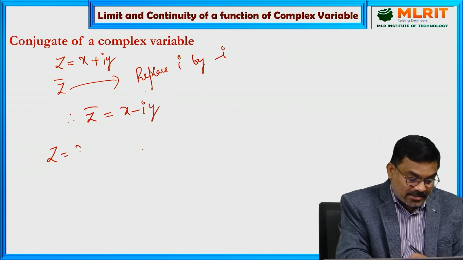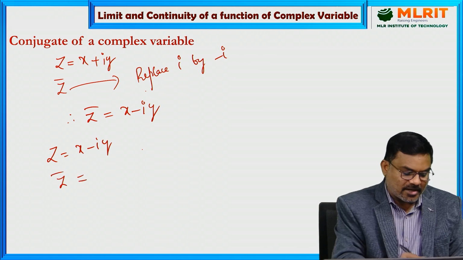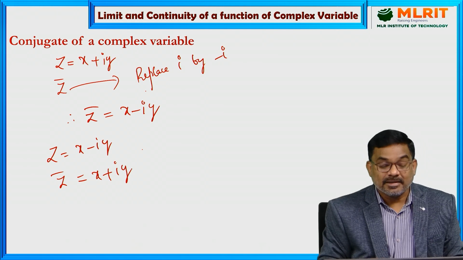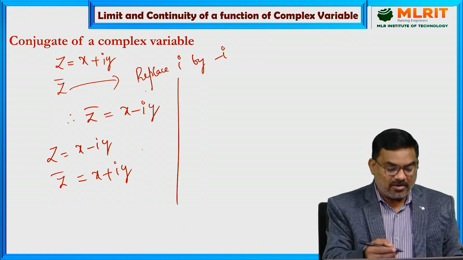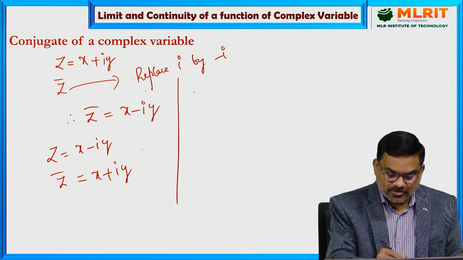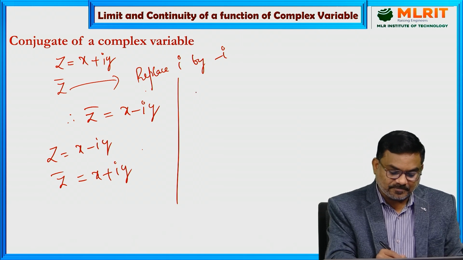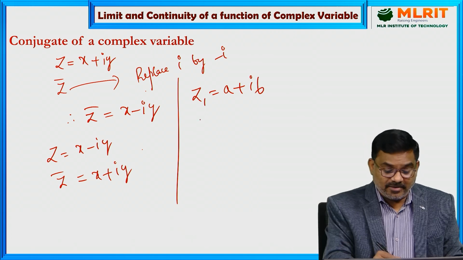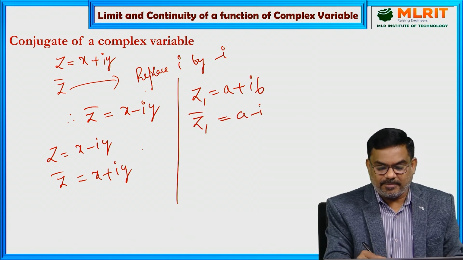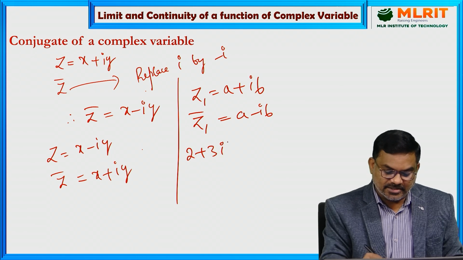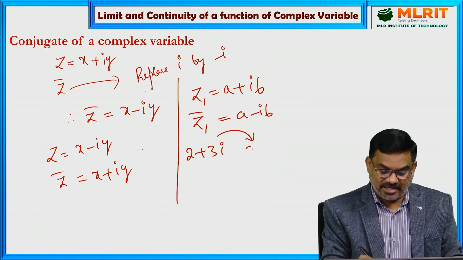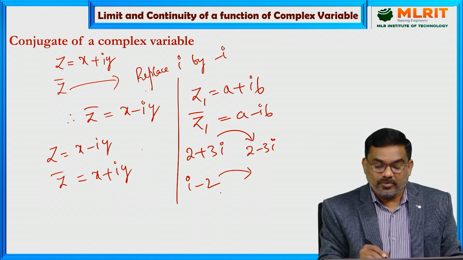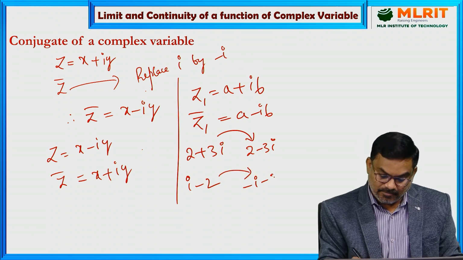Similarly, if z is x minus iy, what will be z bar? Replace i by minus i. So, here we get plus iy. Similarly, we can calculate the conjugate of complex values also. For example, we have some z1 equal to a plus ib. Then, what is its conjugate? a minus ib. So, 2 plus 3i, what is its conjugate? Replace i by minus i: 2 minus 3i. i minus 2, what is its conjugate? We need to replace i by minus i. So, minus i minus 2.